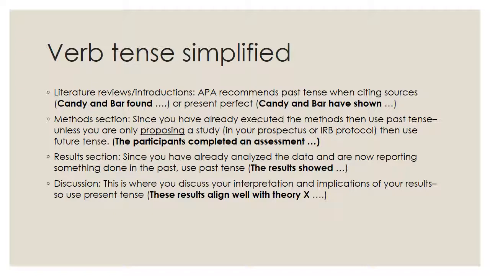If you are writing the final version of your dissertation, for example, and you've already collected your data and executed the project, you're talking about the methods section in the past. So you can say, for example, the participants completed an assessment. However, if the purpose of your project or your paper is to propose a methodology or study, then you'll use future tense. For example, the participants will complete an assessment.